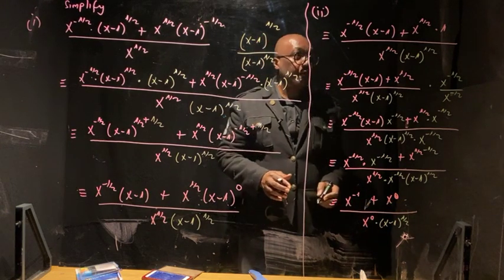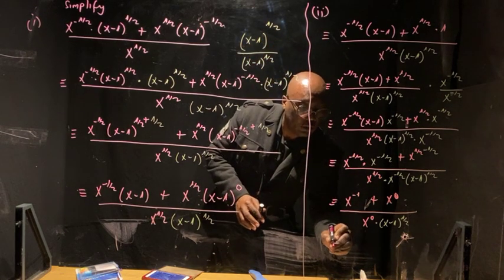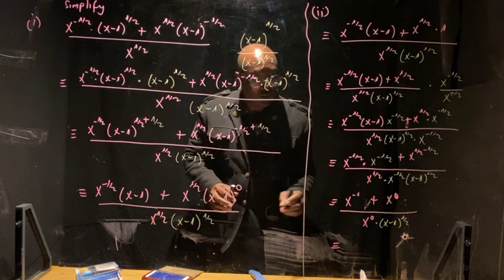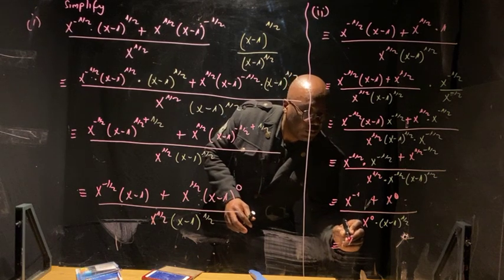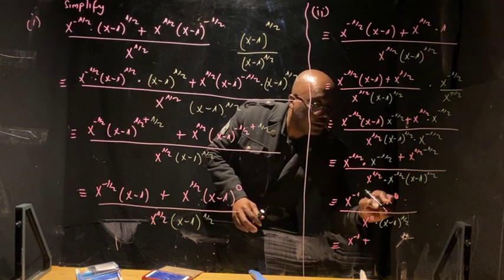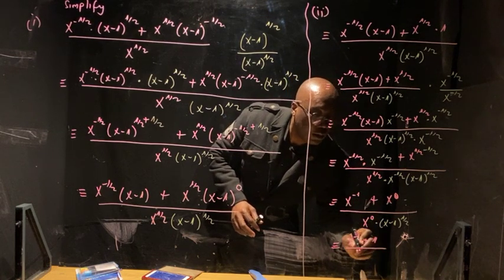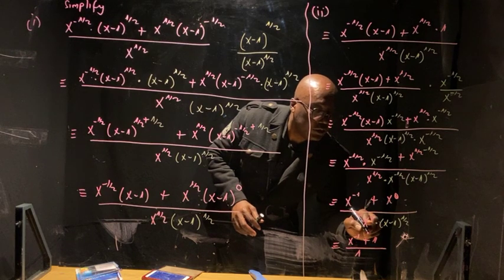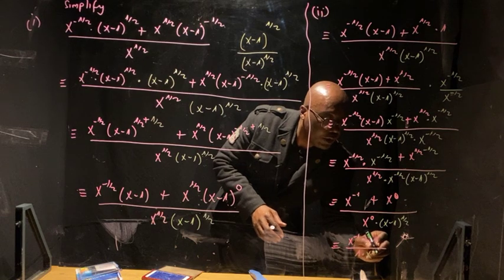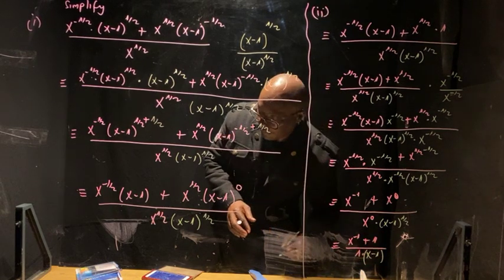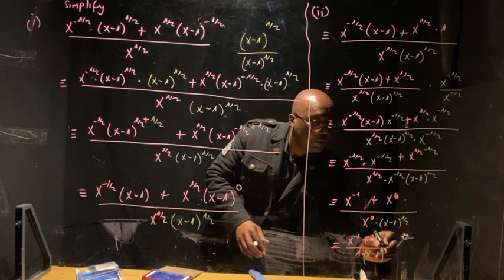Good. There's a space there still. So this one becomes x raised to the power negative 1 plus any number raised to the power 0 is equals to 1, plus 1 over 1 is raised to the power 0 is 1 times x minus 1 to the half.